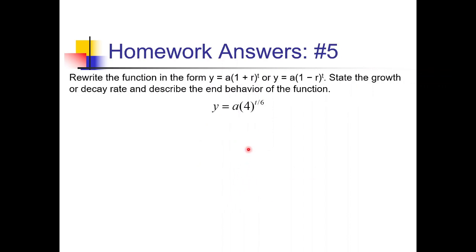For the next few problems, they want us to rewrite the function given in either growth form or decay form, state the rate, and then describe the end behavior. So to get this one, looks like it's going to be growth form, but let me just double check. I'm not actually sure on this one. You never really know until you find the b value. So let me pull the 1 over 6 power in to be with the 4, and then we have just a t out there. So whatever 4 to the 1/6 is, that's going to be my b value.